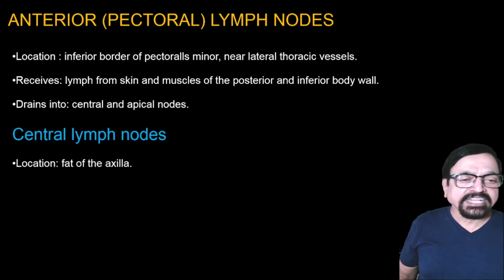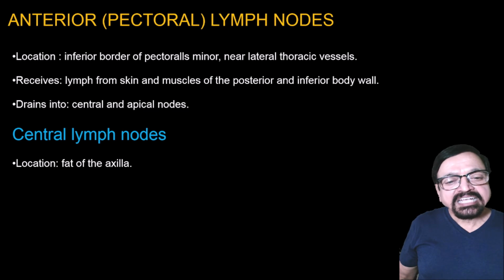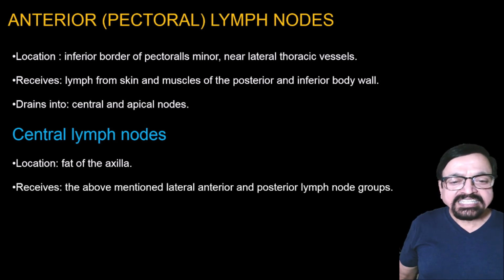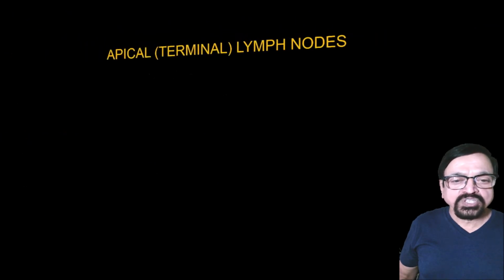Now come to the central nodes. The location is the fat of the axilla. They receive the above mentioned lateral and anterior posterior lymph groups. Then they drain into the apical nodes.